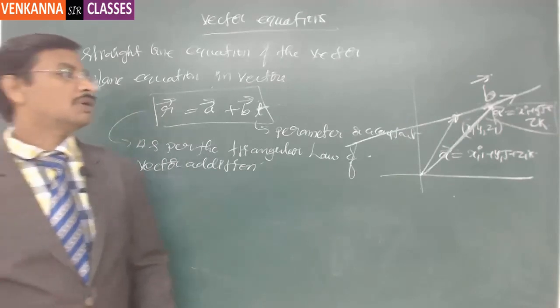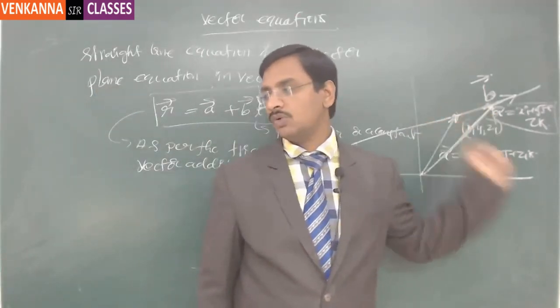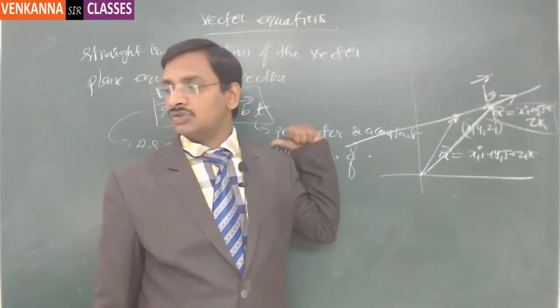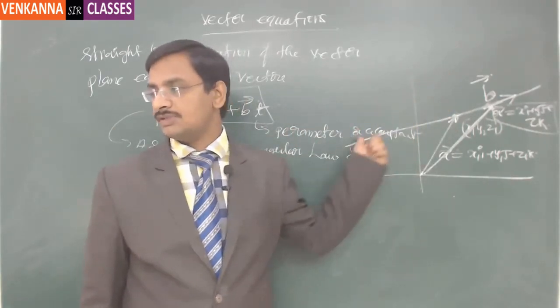So your answer is correct provided t is equal to 1, right? That will give only one point. But if you multiply with this parameter t, then it will extend your range from minus infinity to plus infinity for the entire range of this straight line. Got it?